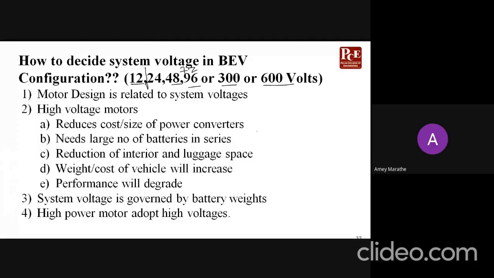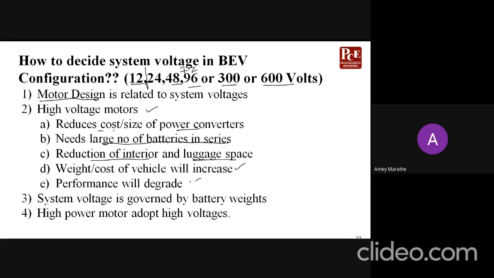So how do you decide the system voltage? Number one, it depends on motor design. Your motor design is related to system voltage. If you talk about high voltage motors, they will reduce the cost of power converters. You will require a large number of batteries in series. It will reduce the interior and luggage space. With high voltage motors, weight and cost will go up, and performance will degrade.